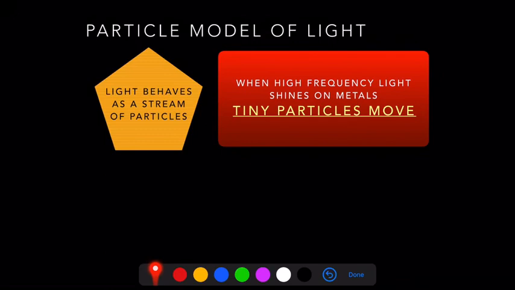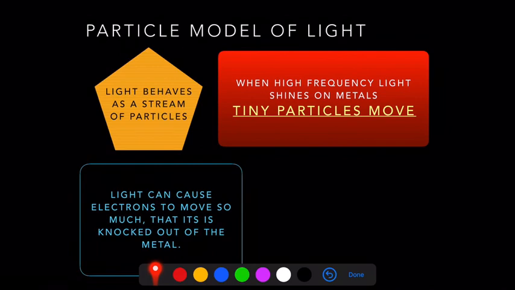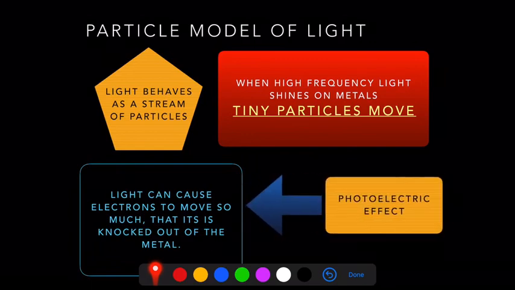Okay, when high frequency light shines on metals, tiny particles move. Okay, when this light enters, for example, a metal, it will bounce back. We'll see an example right now. And light can cause electrons to move so much that they are knocked out of the metal. Okay, and this is what we call the photoelectric effect.